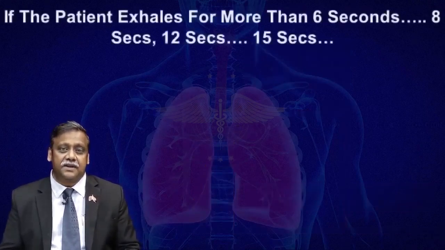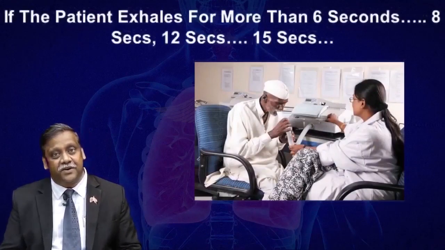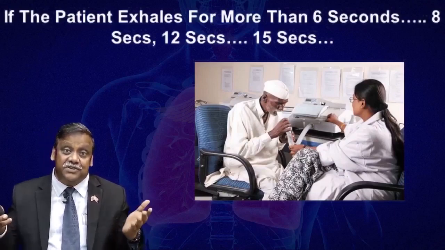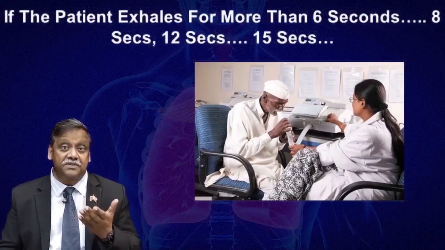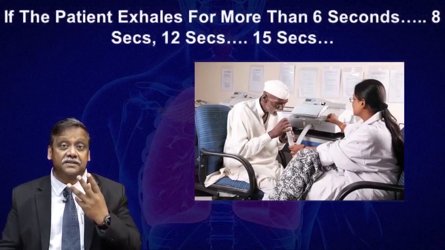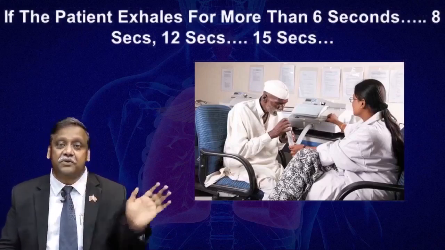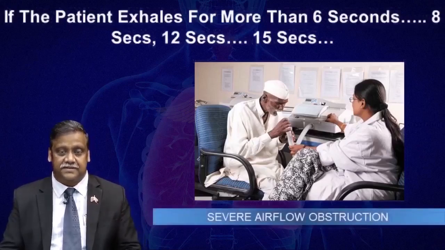Here are a few tips. If the patient continues to remove air for 6, 8, 10, 12, 15 seconds, my God, you can only imagine how much airway obstruction he must be having, because he is taking such a long time to remove that air out. A normal healthy person removes all the air out in 2 to 3 seconds. Here even at 12 seconds he is removing the air out. You don't even have to look at the report. This patient has severe obstructive airway disease.